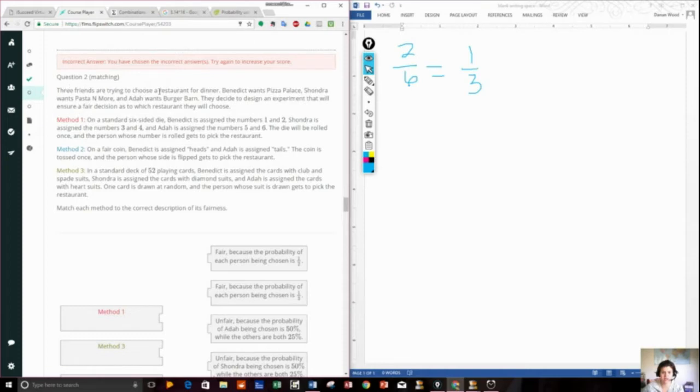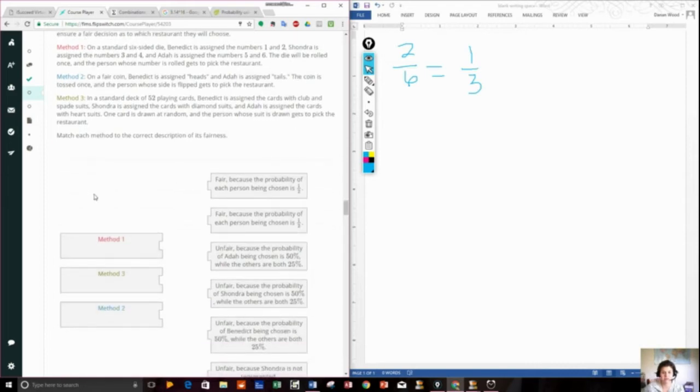3 friends are trying to choose a restaurant for dinner. Benedict wants Pizza Palace, Chandra wants Pasta and More, and Ada wants Burger Barn. They decide to design an experiment that will ensure a fair decision as to which restaurant they will choose. So on a standard 6-sided die, Benedict is assigned the numbers 1 and 2, Chandra is assigned the numbers 3 and 4, and Ada is assigned the numbers 5 and 6.